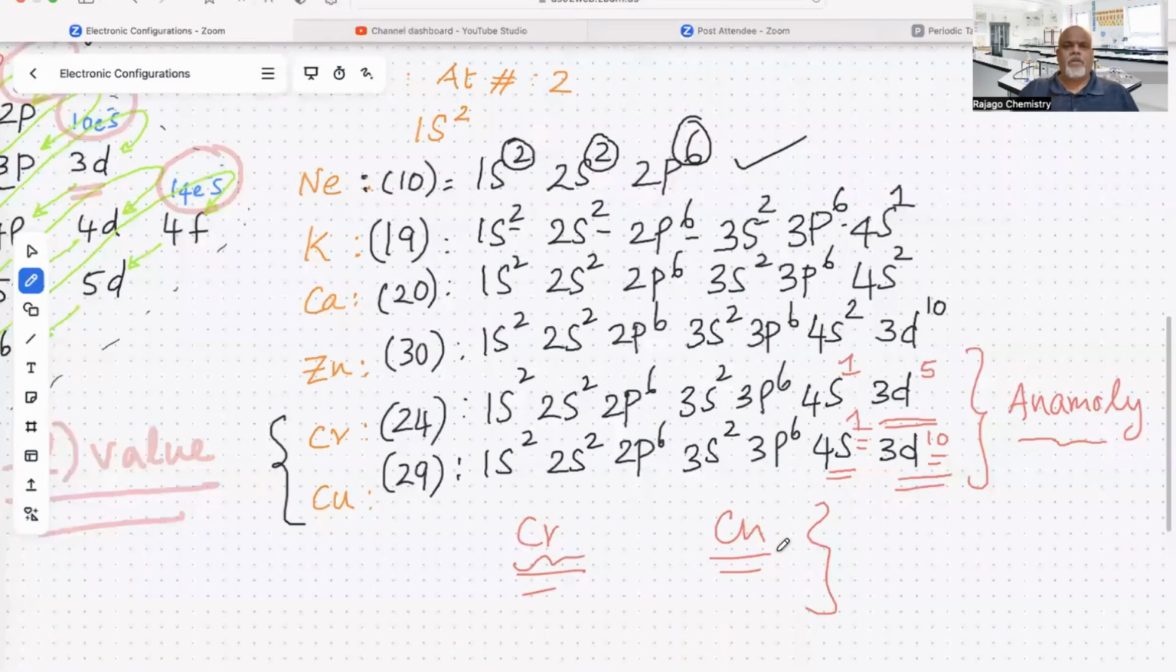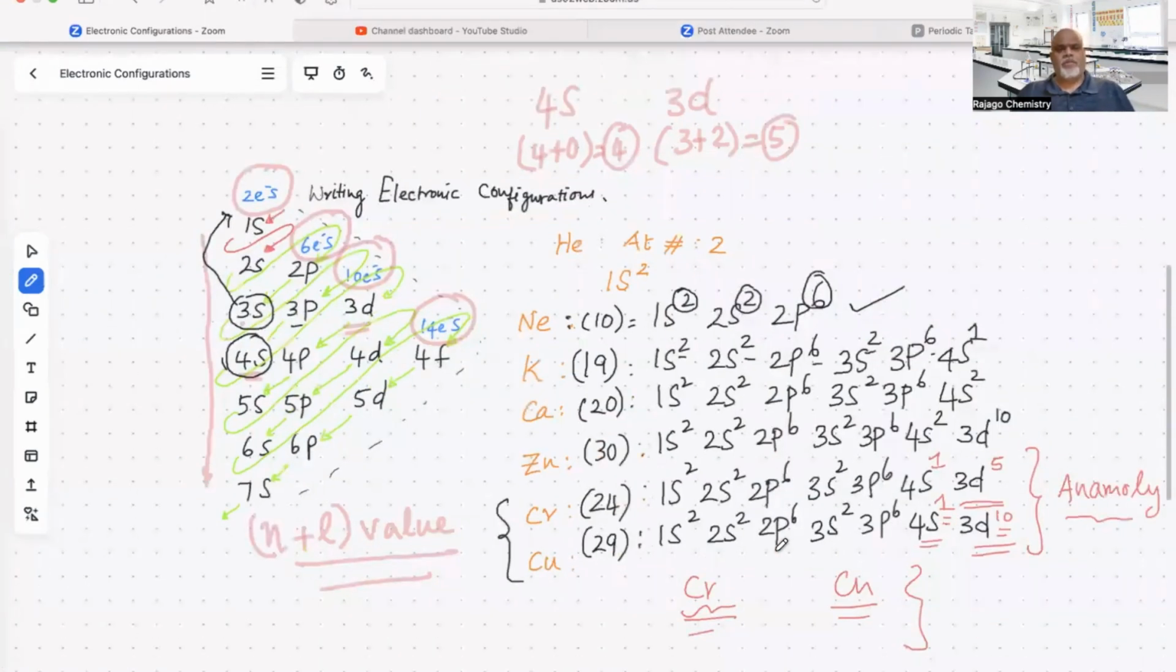So this is how you write electronic configuration. It's one of the easiest things as long as you draw this Aufbau diagram, then writing is very easy.